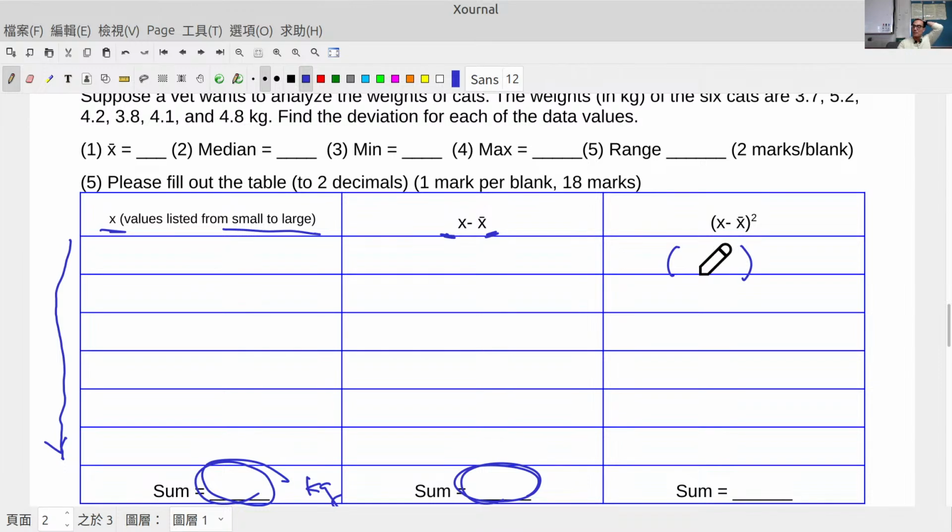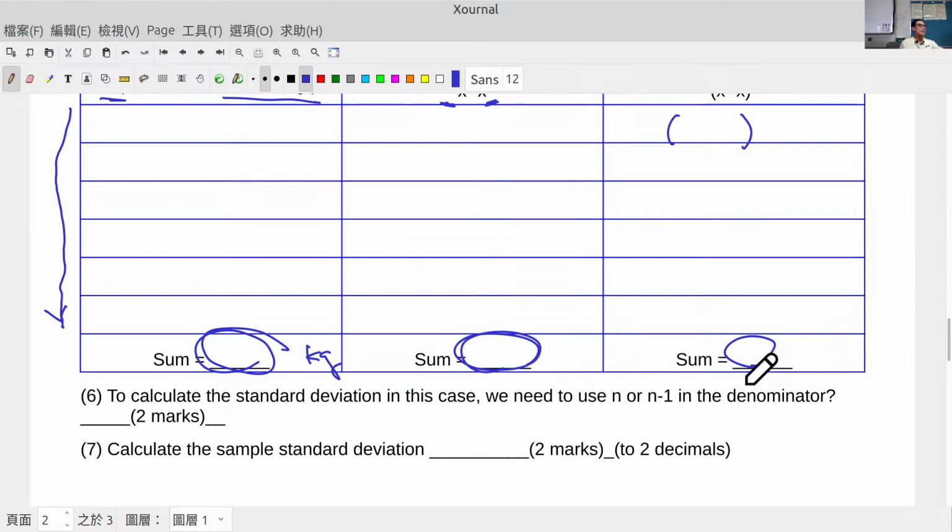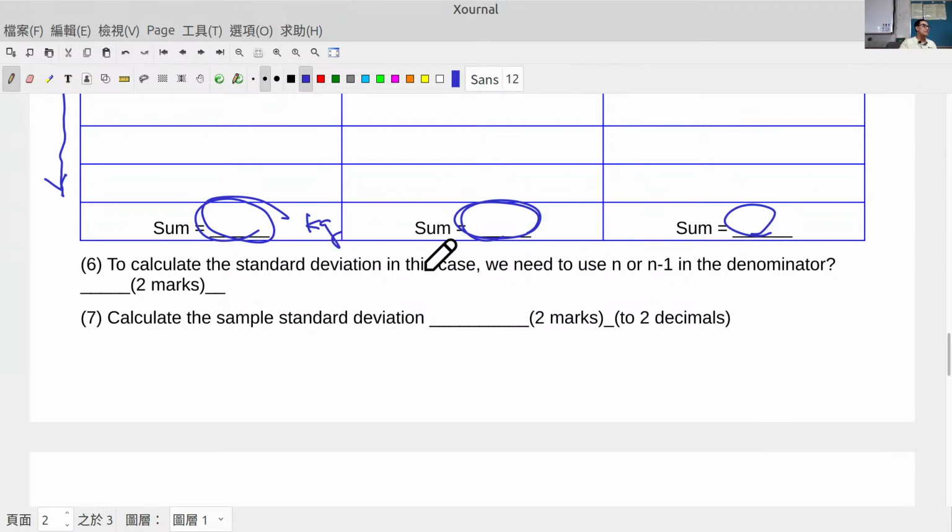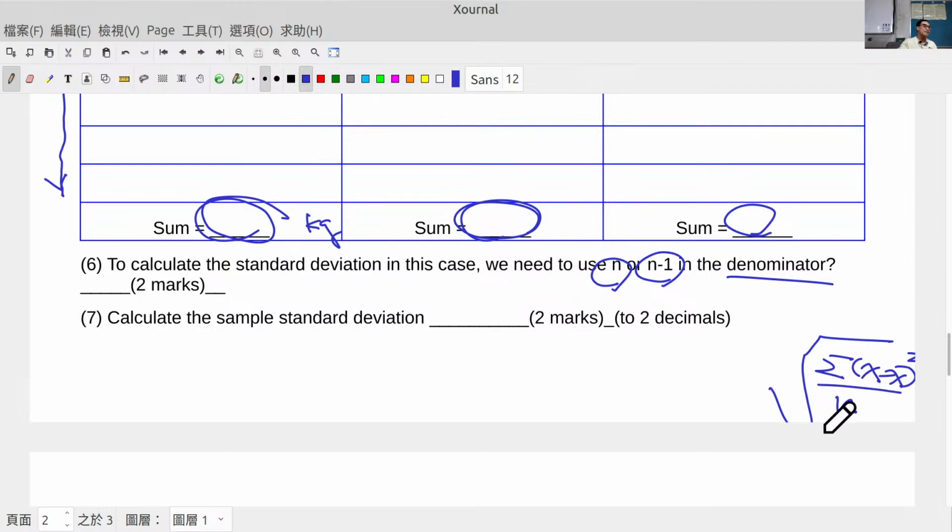Yeah, if you are familiar with operating Google Excel or Microsoft Excel, this one can be solved very easily in a few minutes, and you can calculate the sum. Then please remember, to calculate standard deviation in this case, we need to use first n or n minus 1 in the denominator. The question is like this. Do you remember that? My question is, you need to use n or n minus 1 here.